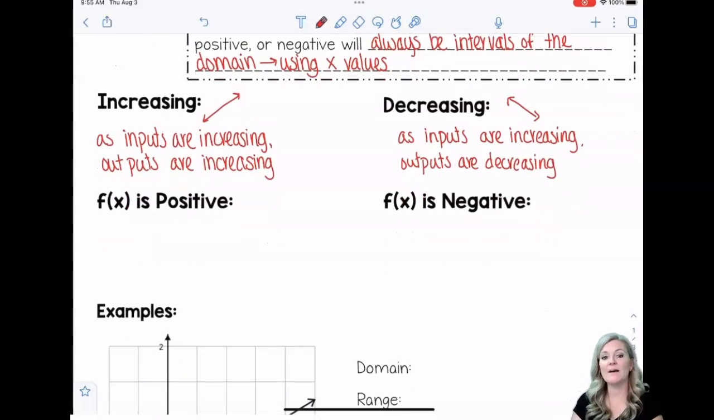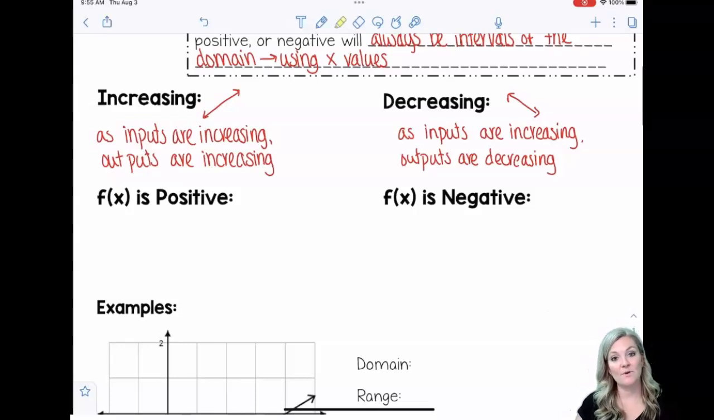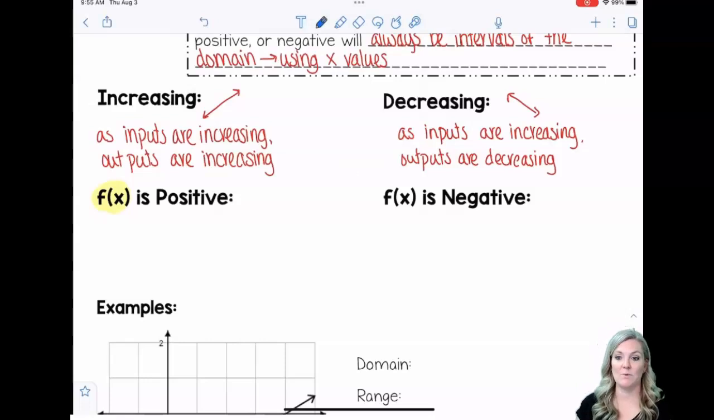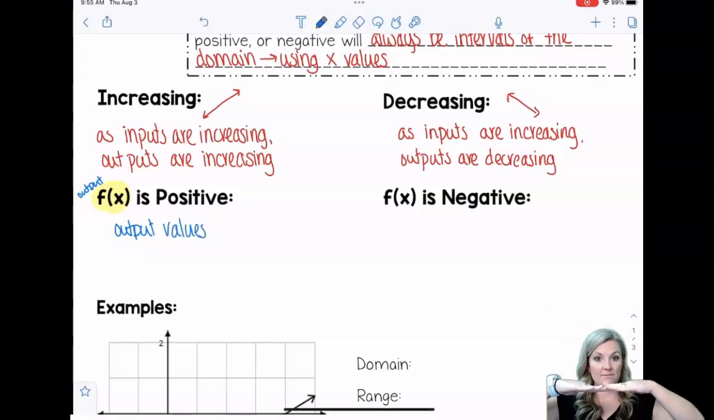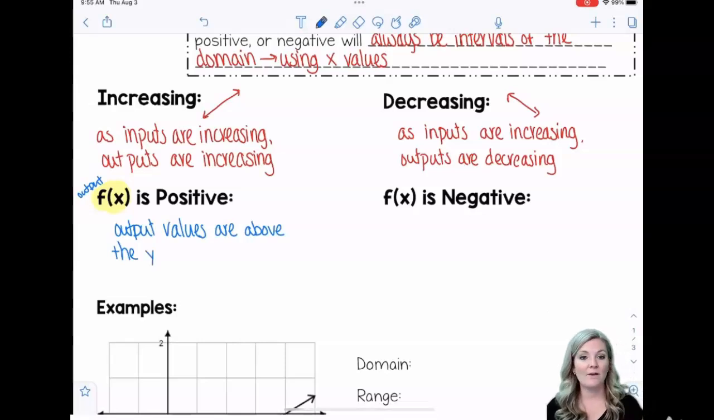Now we have f of x is positive and f of x is negative. Now, maybe you remember this from Algebra 1. Maybe this is a whole new thing to you because you just don't remember it at all. But f of x, that's another word for your y, and what we're talking about there is your outputs. So when my outputs are positive, that is what that phrase is looking for. So what we're looking for there are your output values above the y-axis. Y-axis is right here, and we're wanting the output values that are above that, meaning that they're positive. They're not a negative value. Your outputs are a positive value.